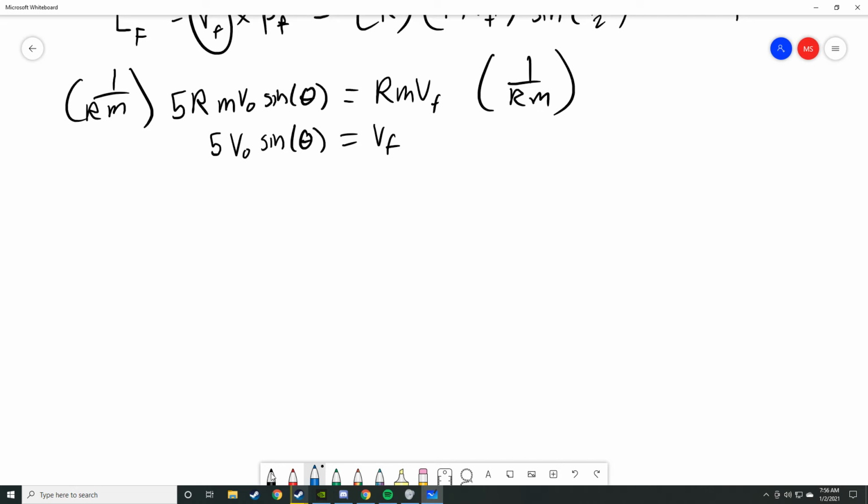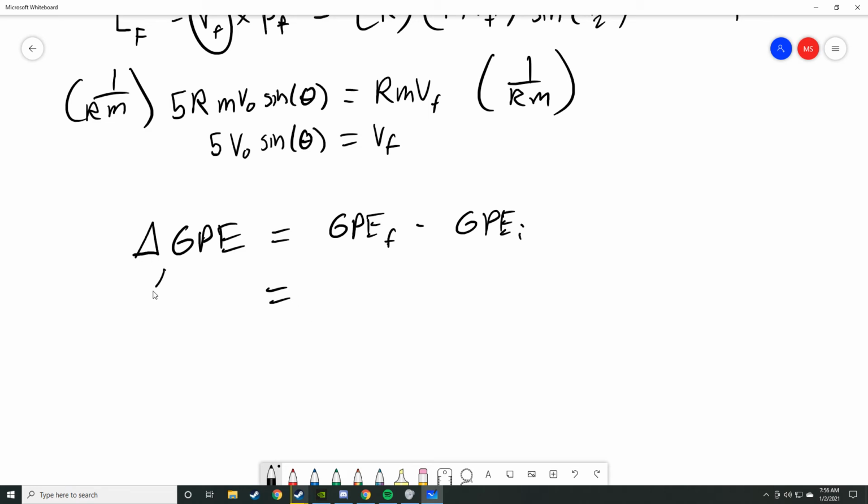So the change in gravitational potential energy is equal to the gravitational potential energy final minus gravitational potential energy initial. Okay, so what's the final gravitational potential energy? Well, we know gravitational potential energy is just G M m over r, right?